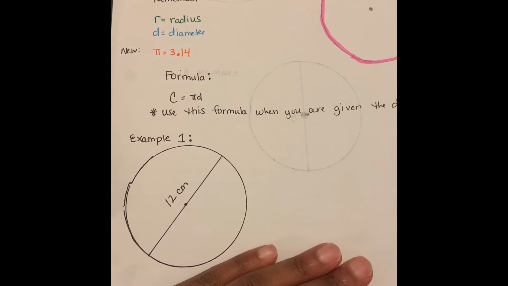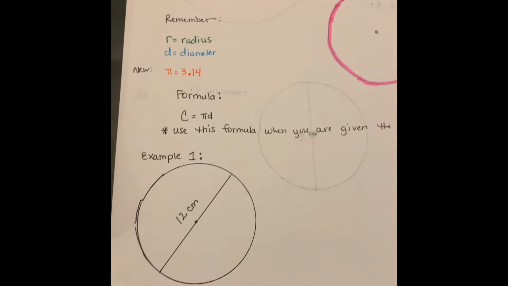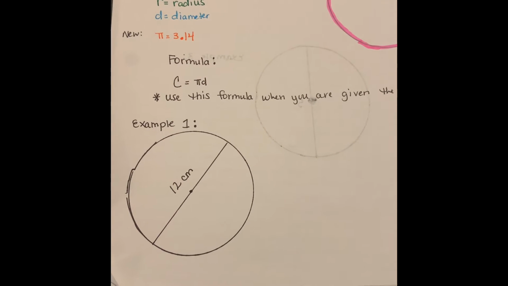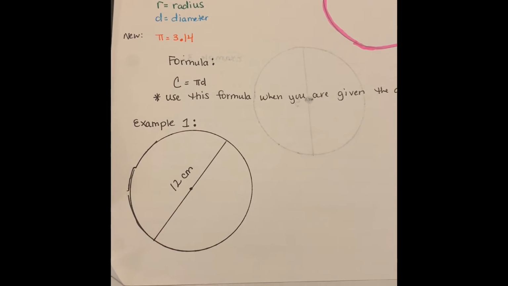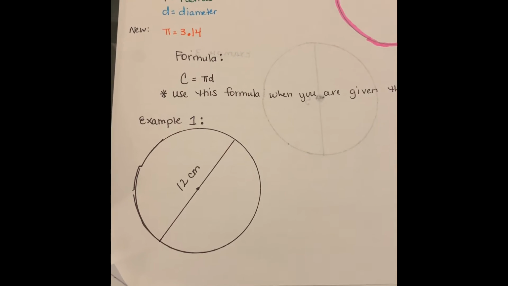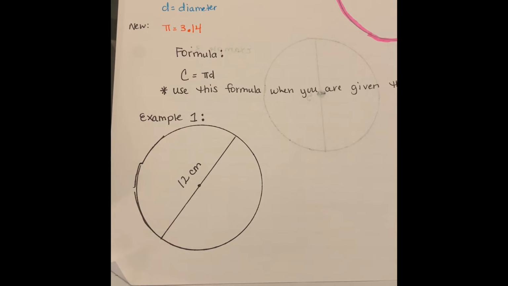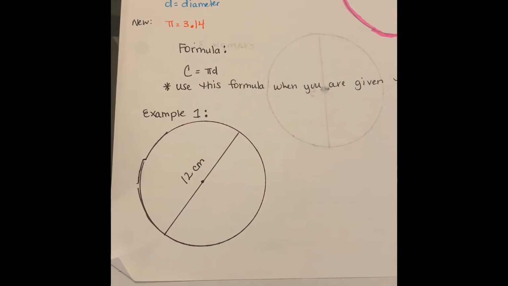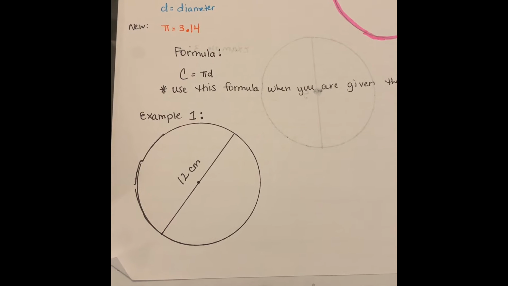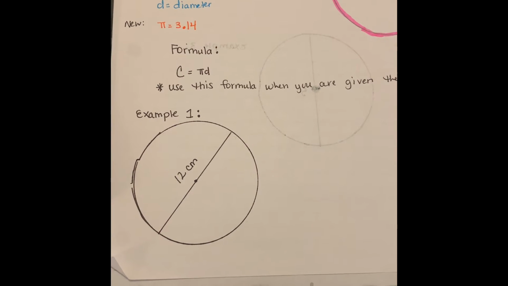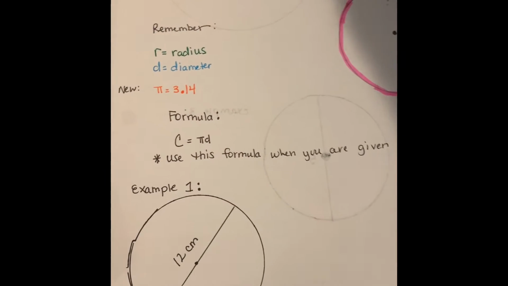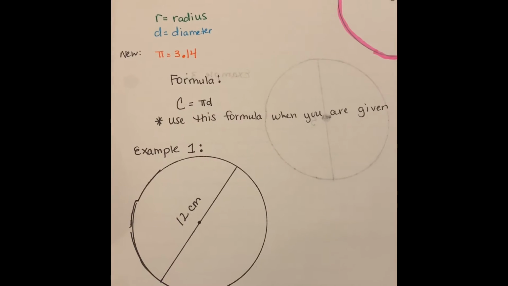Remember what we learned yesterday. R equals radius when we're talking about circles. D equals diameter. And a new one, pi. The symbol for pi, you need to remember that it is equal to 3.14. Okay? So, Miss Aguilera, how do I find the circumference of a circle?